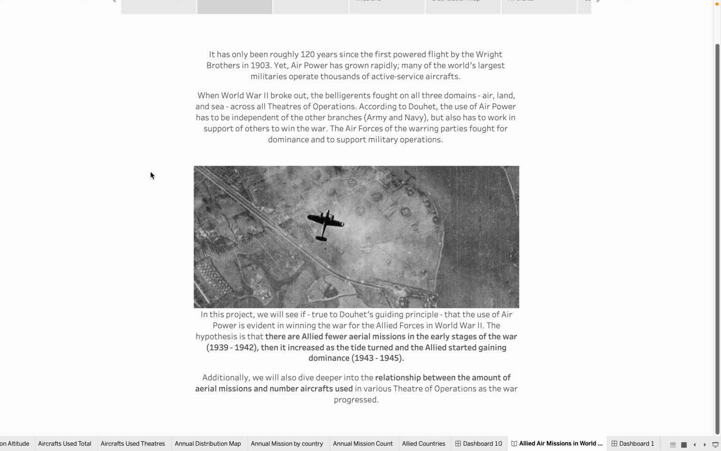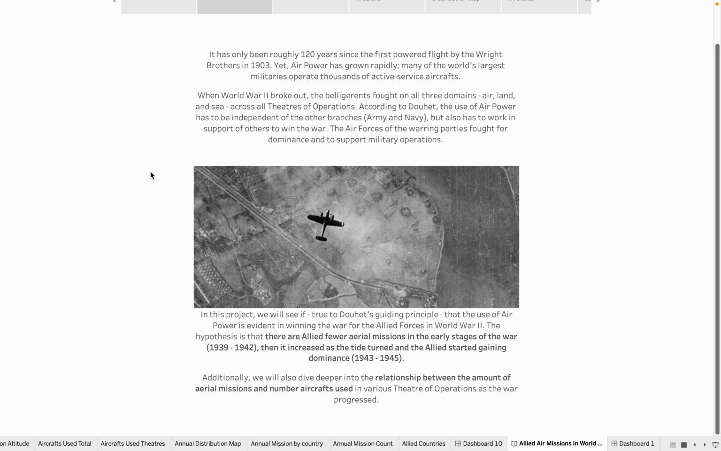The reason I'm choosing this is because it has only been 120 years since the first powered flight by the Wright brothers, but air power in military has been growing very rapidly, and many of the world's largest militaries operate thousands of active surface aircrafts. Now, when World War II broke out, the belligerents, or the countries, fought on all three domains of war: air, land, and sea, across all theaters of operation.